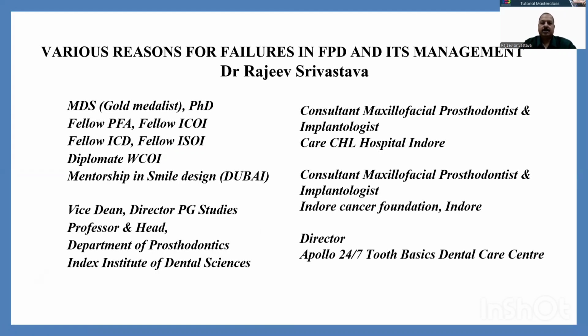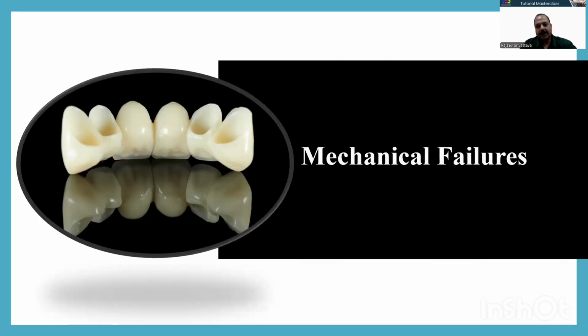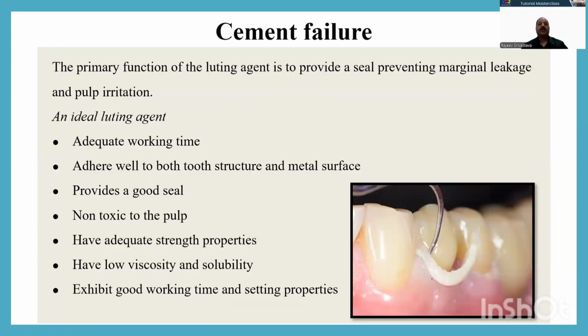Coming to the second part of my presentation on various reasons for failure in fixed partial denture and management. In this, we will be covering the biomechanical failures now. Begin with mechanical failures. In mechanical failures, we have cement failure.